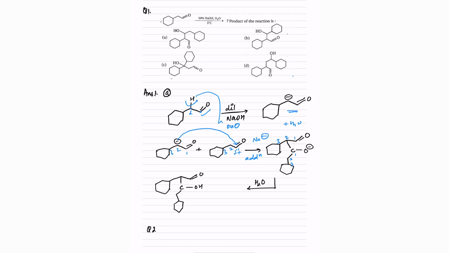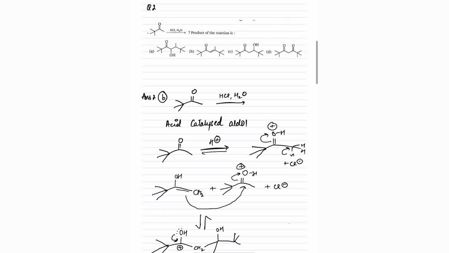Now because the water has been generated, the H will be given to the O minus and the alcohol will be formed. If you see, this is your option number A. Now come to question number 2.